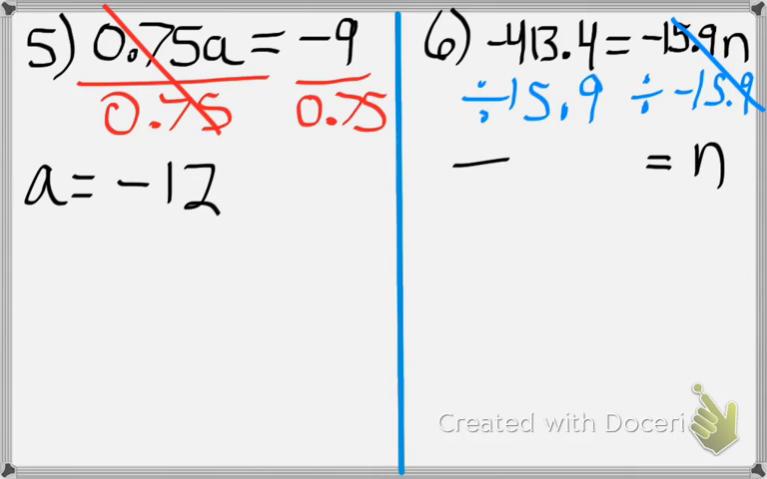Now with your calculator, what is that equal when you divide those? And it equals 26. And we knew it was going to be negative. We don't need the calculator to tell us it's going to be negative. So it's going to be negative 26. And that's your final answer to number 6.